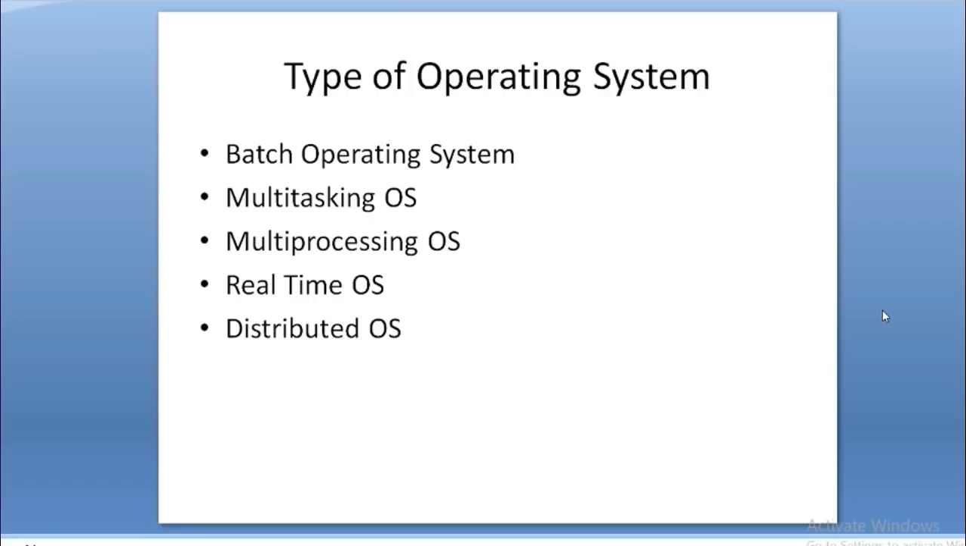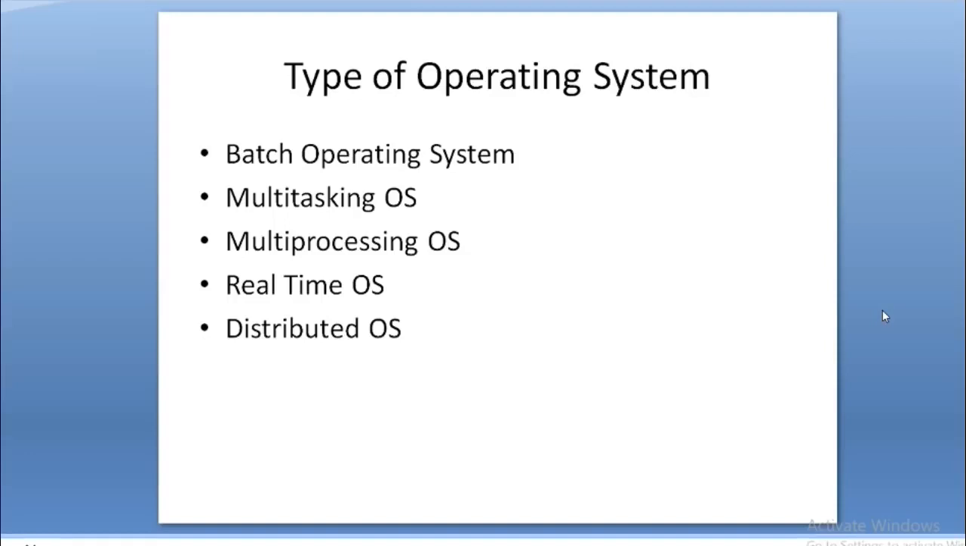Okay, next is the types of operating system. So what are the different types of operating system? Let us see. The types are batch operating system, multitasking operating system, multiprocessing operating system, real-time operating system, and the last one is distributed operating system. Sometimes there are also other types like parallel operating system, and in real time, hard real time and soft real time. There are different operating systems, depending on the literature.